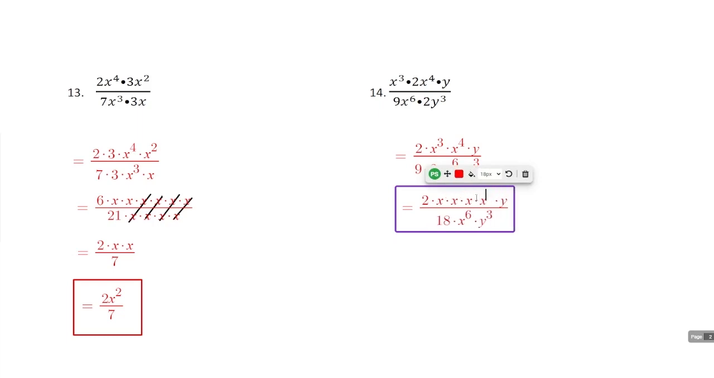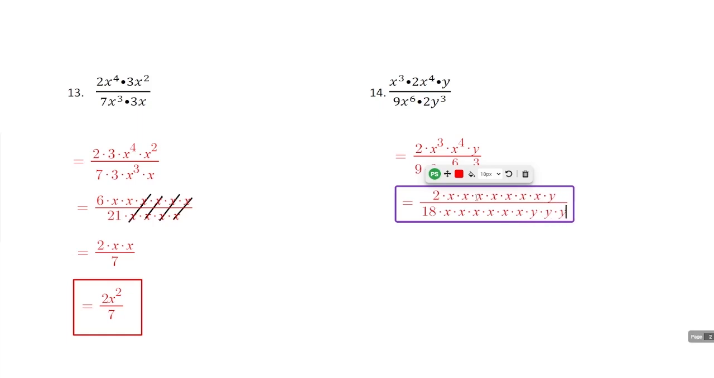And I got 4 more x's. 1, 2, 3, 4. Down here I've got 6 x's. 1, 2, 3, 4, 5. Oh gosh. And then I need one more. Well, let me make sure that's right. 1, 2, 3, 4, 5, 6. Good. And now we've got 3 y's. 1, 2, 3. All right, let's see what cancels out here.